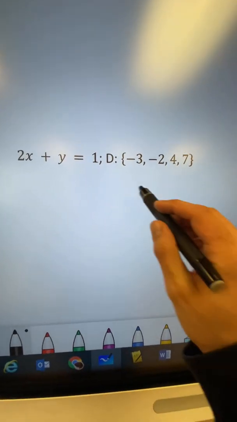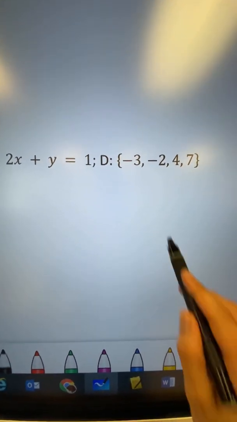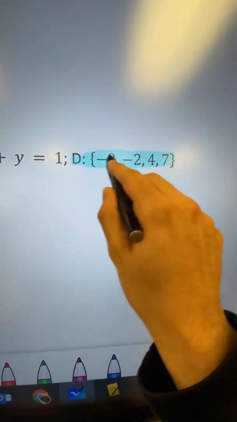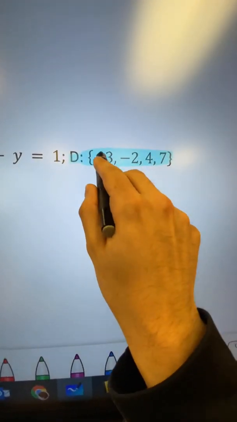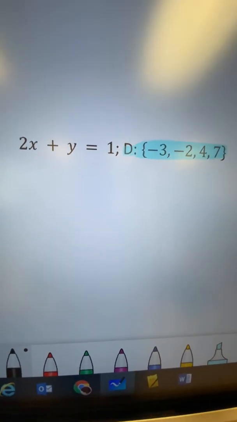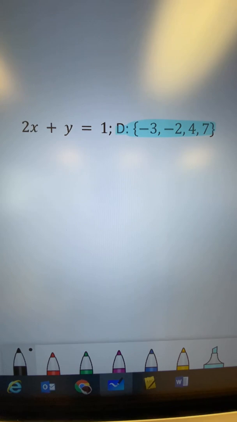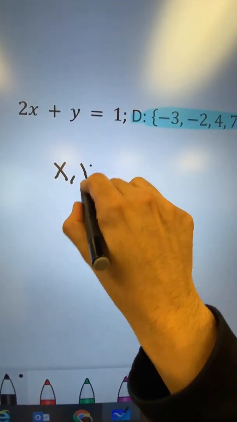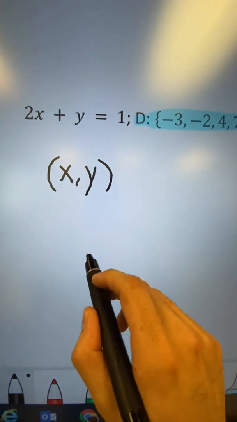In this example, they gave us a domain, and you can see the domain is here. D for domain is equal to this set right here with these four numbers, -3, -2, 4, and 7. And what we're going to do is graph it. To graph this, we need an x and y value, an ordered pair. An ordered pair represents a point. So we need to come up with the points.